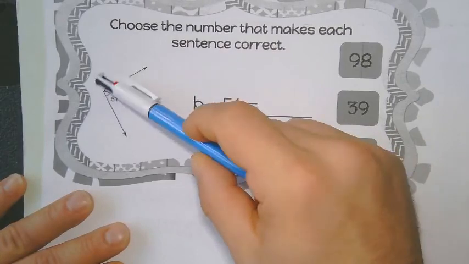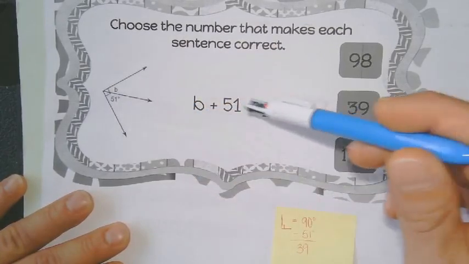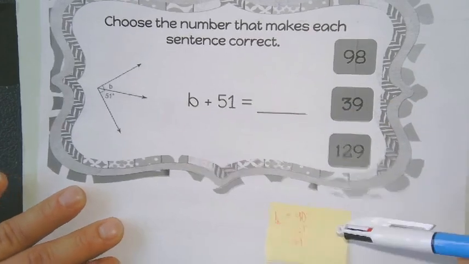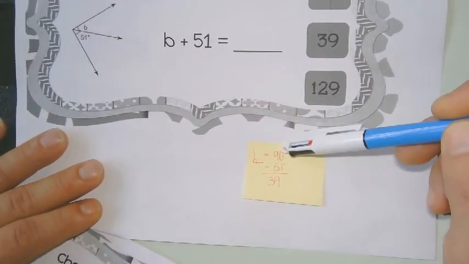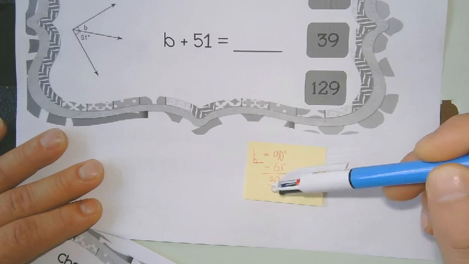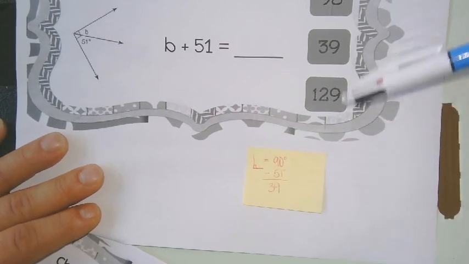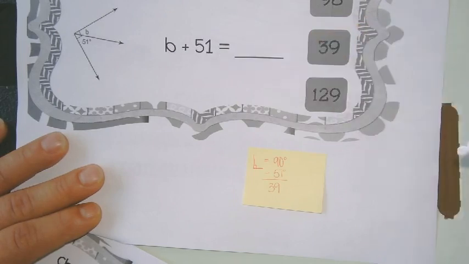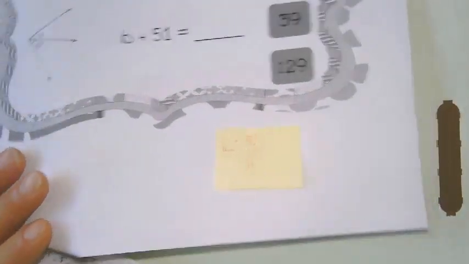So for the first one, we've got a complementary angle. And then what plus 51 equals 90, basically. And you can see down here, 90 minus 51 is going to give you 39. Right away, you could have ruled out 129 plus 51 or 98 plus 51, because both of those are more than 90 degrees. They start more than 90. So that was an easy one.